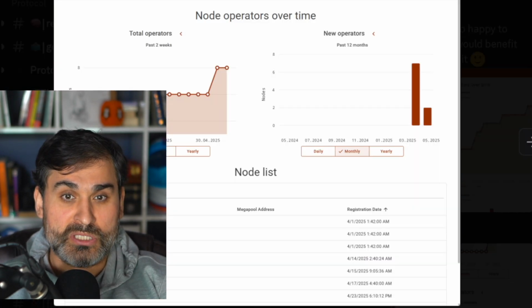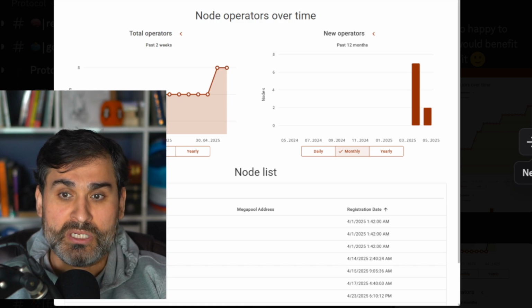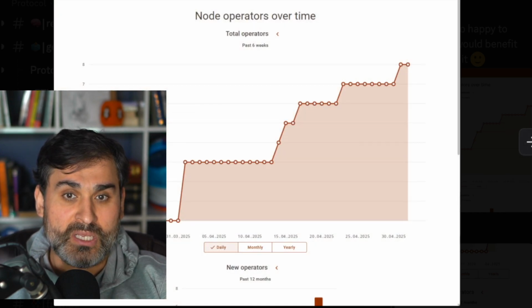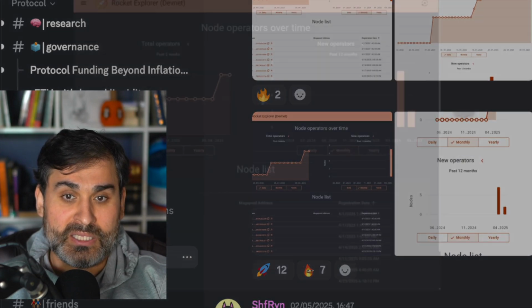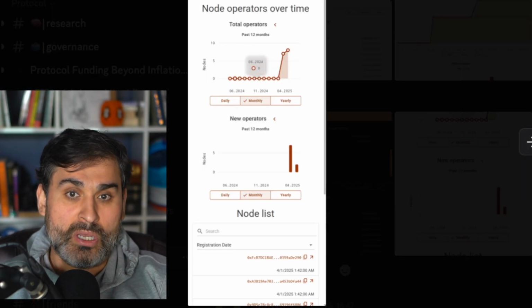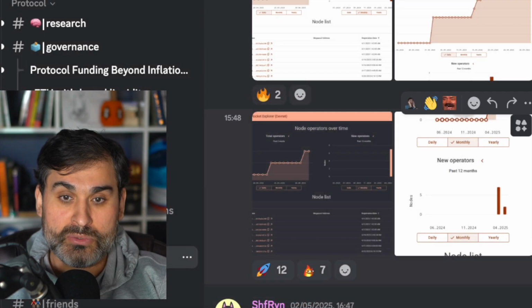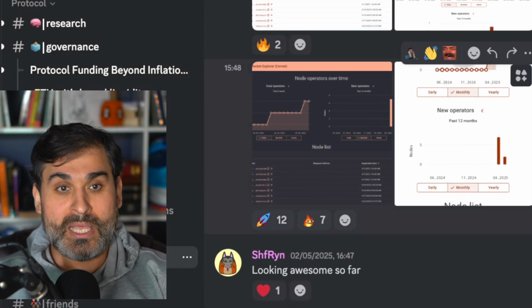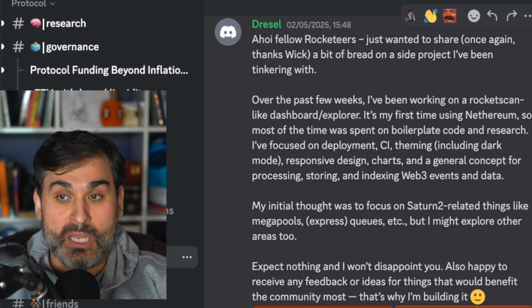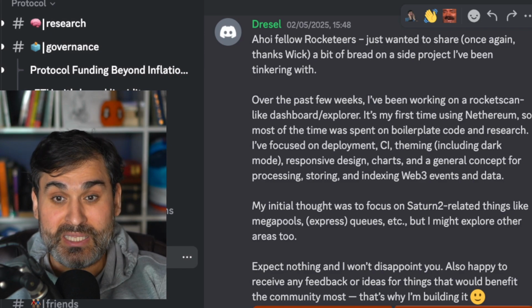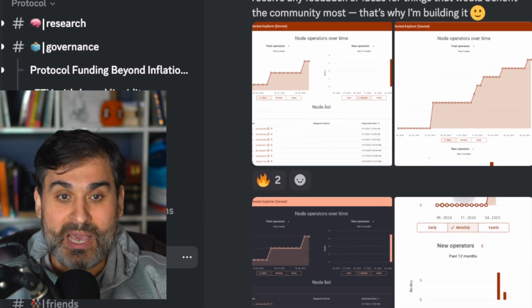So if you have a look at some of these screenshots, it's got information about different node operators over time, and different pieces of information about them. And then here's this image of dark mode and web mode as well. So it looks like some nice information. So it looks like Drizzle is working on that, which is really cool because RocketScan has not been behaving so well recently. And the more we have for that, the better.